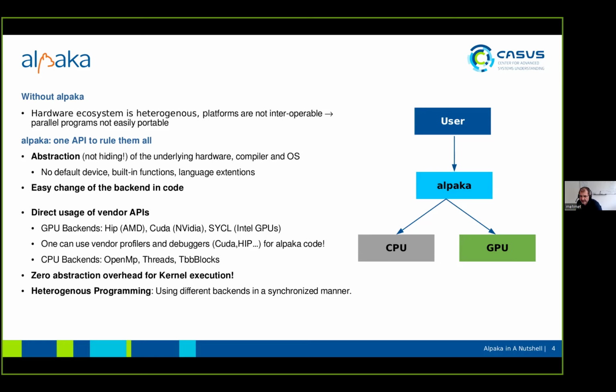Supported GPU backends are HIP for AMD GPUs, CUDA for NVIDIA GPUs, and SYCL for Intel GPUs. Of course, SYCL is used for other GPUs as well. Alpaka users can use vendor profilers and debuggers for their Alpaka code directly. Supported CPU backends of Alpaka are OpenMP, threads, and TBB blocks. And Alpaka allows heterogeneous programming using different backends in a synchronized manner. This is possible with using Alpaka, actually.